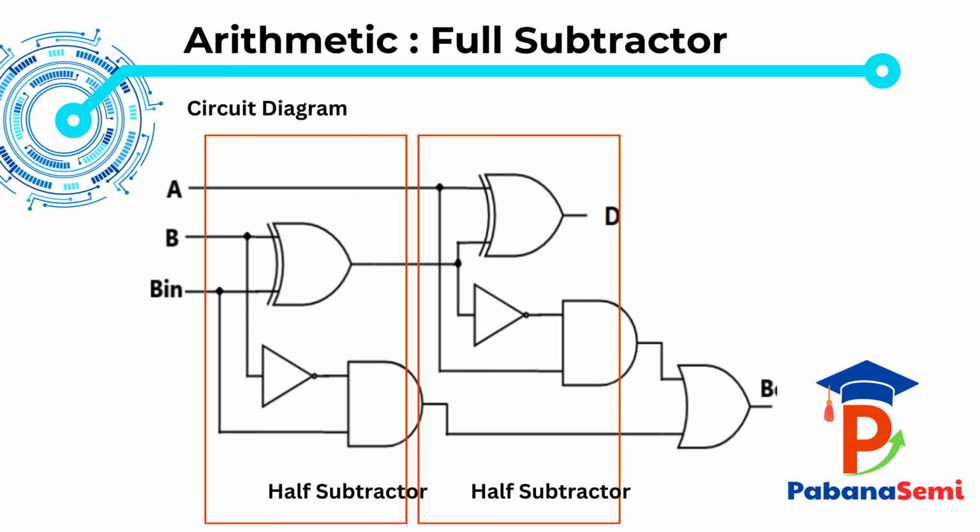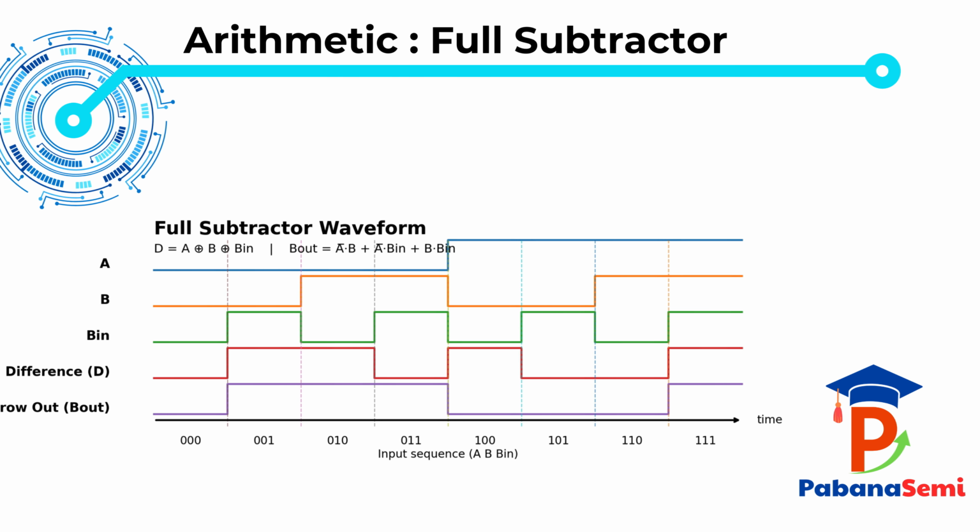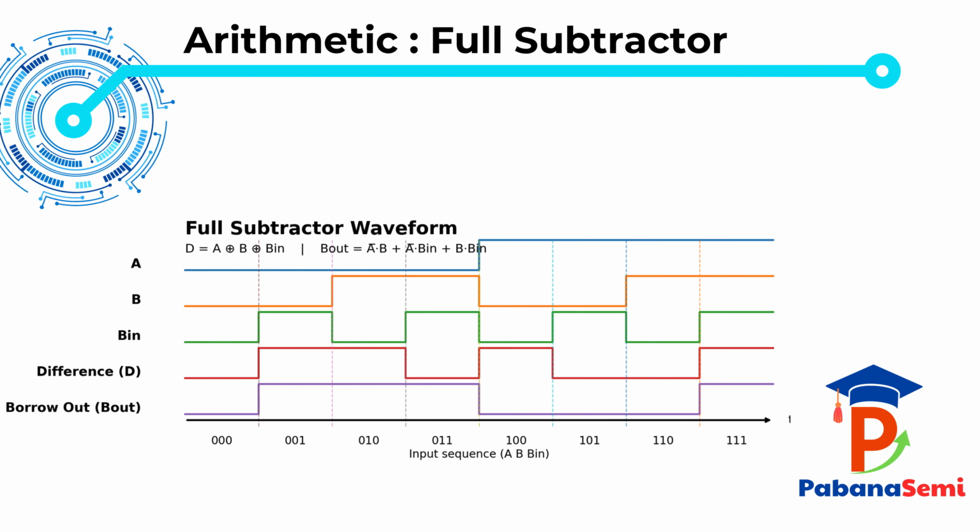If either stage needs a borrow, the full subtractor must borrow from the next higher bit. So we OR them together. BOUT equals B1 or B2. So the takeaway is, two half subtractors generate the final difference, and the borrow out is the OR of the borrow paths. Let's verify the full subtractor behavior using this waveform.